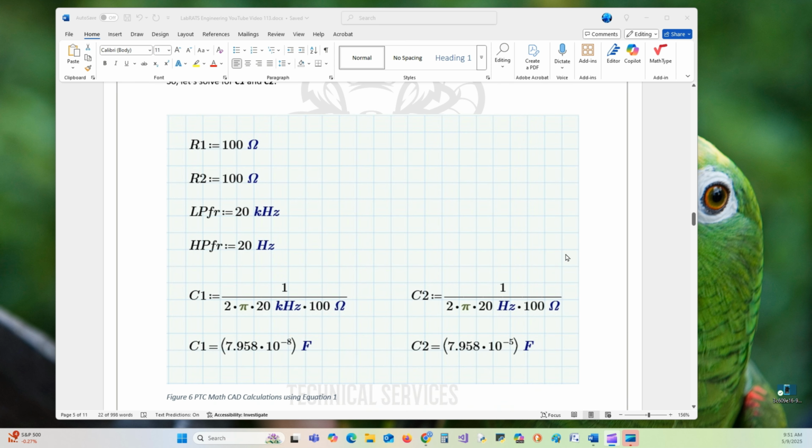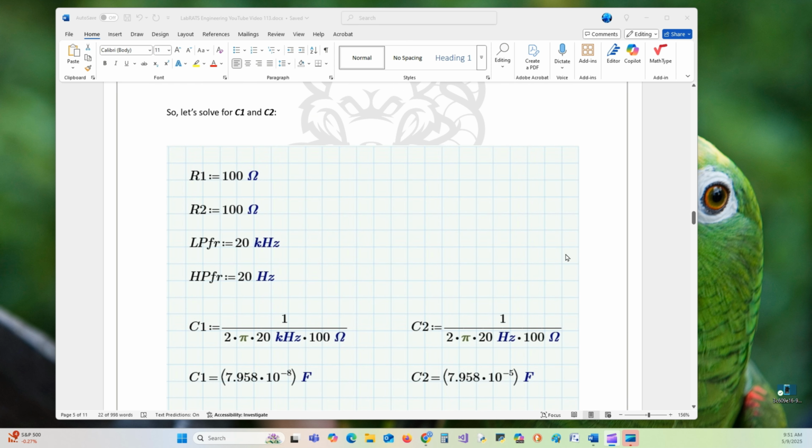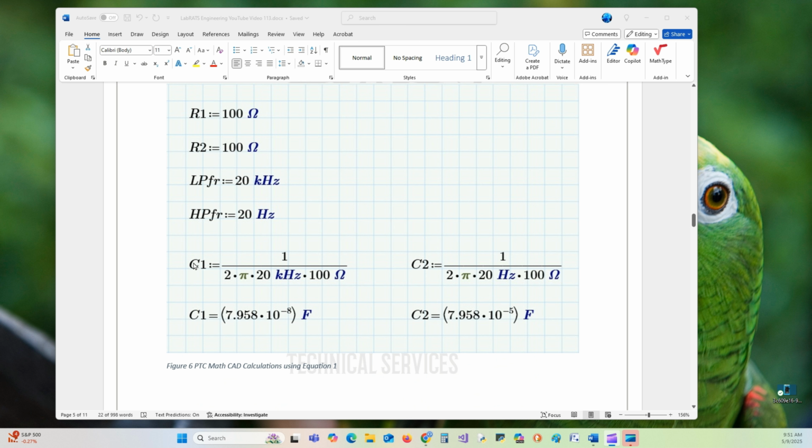I went ahead and opened the PTC Mathcad and did the calculations for continuity in our lab, so we will open up and actually construct this equation in our Mathcad. But R1 equals 100, R2 equals 100, the low pass filter's FC is equal to 20 kHz, the high pass filter's FC is equal to 20 Hz. We know our equation is FC equals 1 over 2 pi RC. We switch the capacitance with the frequency because we know the frequency, and we solve for the equation.